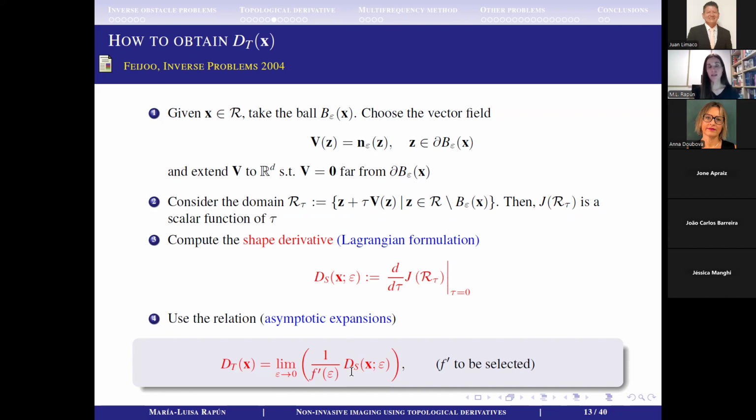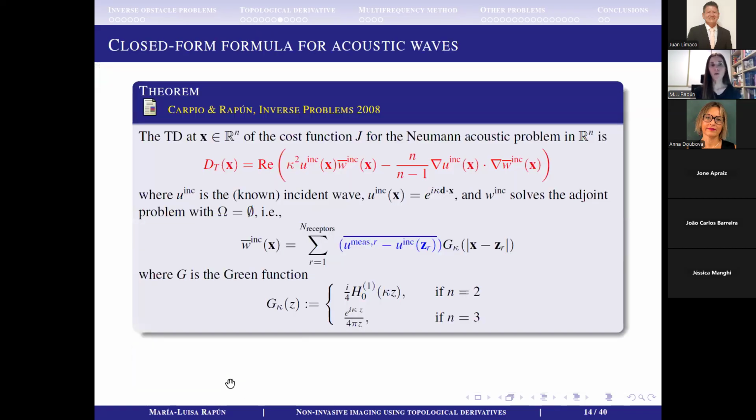And then what you do is to compute this limit. And here is the point where you select the function f. Okay, so this is the technical part. Depending on the problem, you have a different function j here, and you have to compute a different shape derivative. But in the end, what you want is to identify some closed form formula. So I'm just going to show you how this formula looks for our model problems.